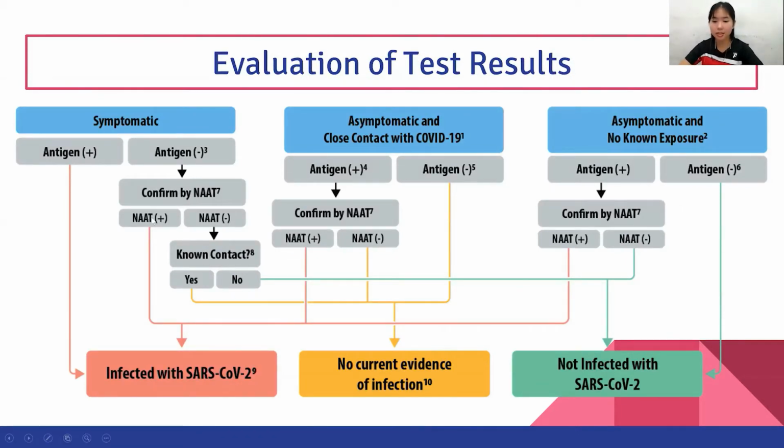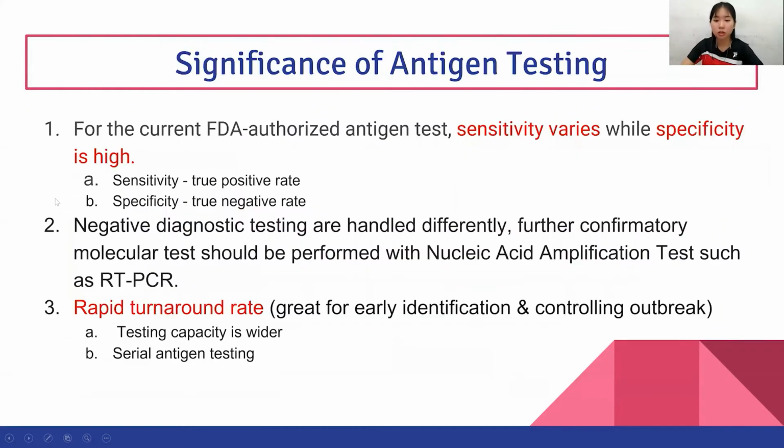As you can see, this is a diagram that I've taken from the CDC website. If a person is symptomatic, then they are considered as having a high pretest probability. So depending on the probability, different further confirmatory tests will be taken. Next is the significance of antigen testing.